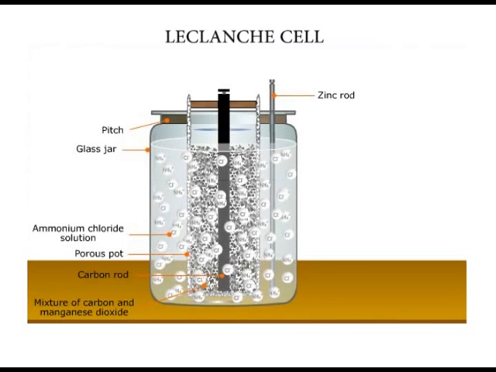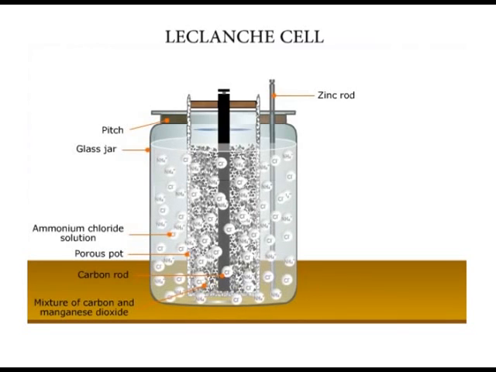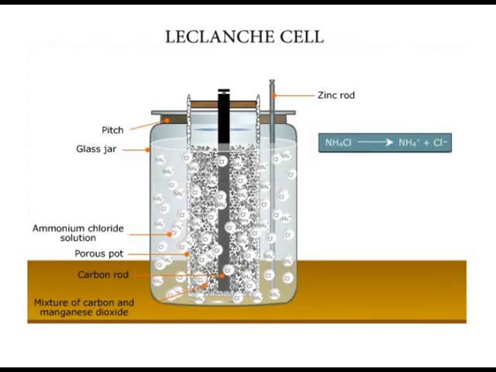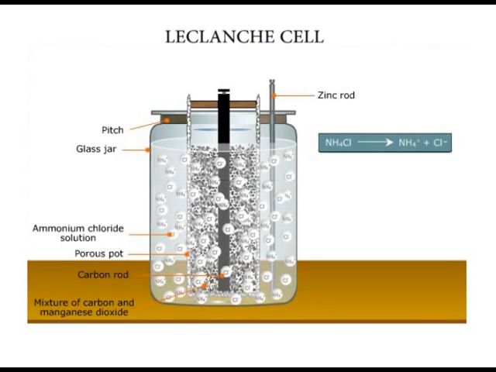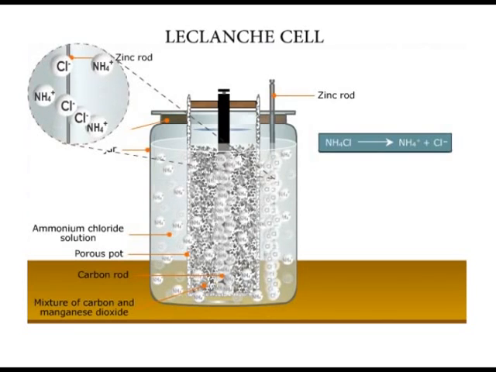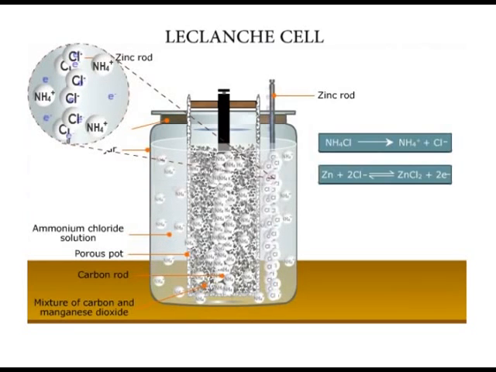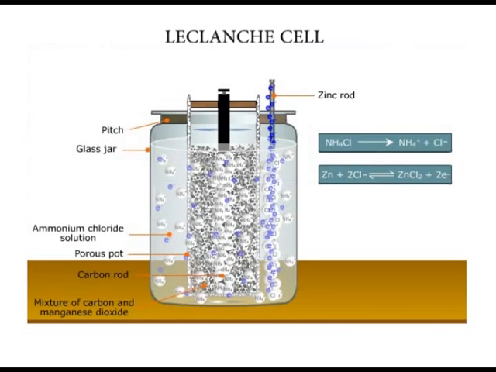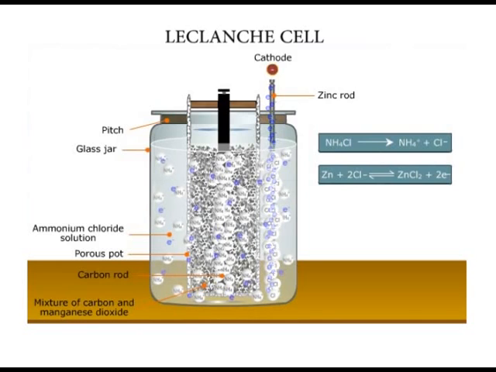So let's see how the electrodes get charged. Ammonium chloride, the electrolyte, splits into ammonium and chloride ions. The chloride ions move to the zinc rod and transfer their electrons to the zinc rod, forming zinc chloride. The zinc rod attains a negative charge due to excess of electrons. Therefore, the zinc rod becomes the cathode, the negative electrode.